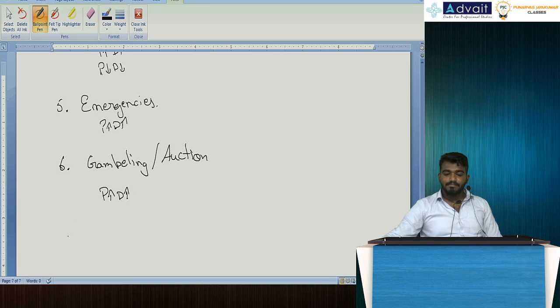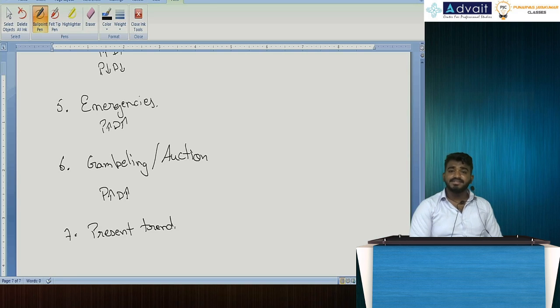Sir, and the seventh important point, in case of present trend. I can give you one beautiful example. Sir, torn jeans, sir. Sir, a normal jeans pant, sir, is 1000 rupees for one jeans pant. Sir, torn jeans, 1500 rupees, sir.